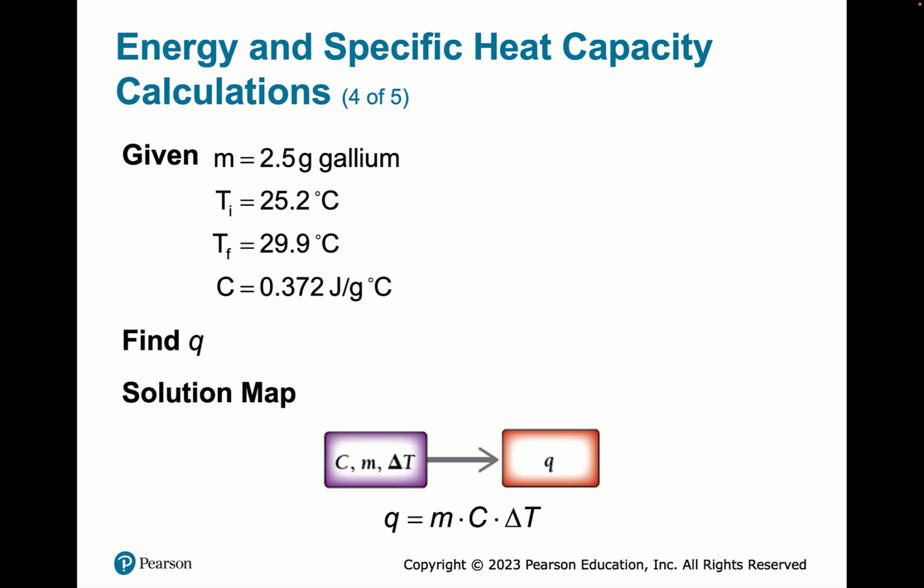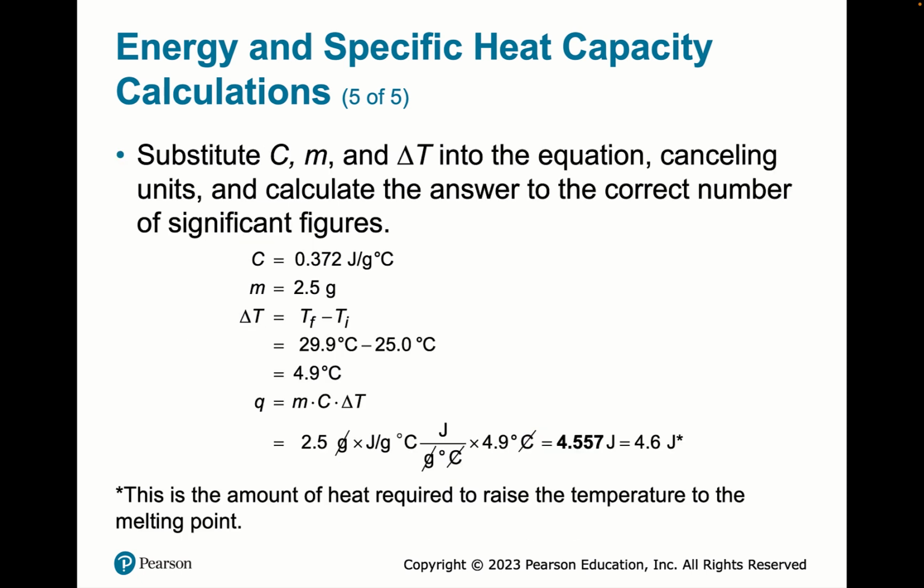So we're going to use the equation Q equals mc delta T. We know the mass of the gallium, we know the initial temperature, we know the final temperature, and we know the specific heat capacity, and we want to find the heat flow. So Q is the heat flow. With delta T, delta is always final minus the initial.